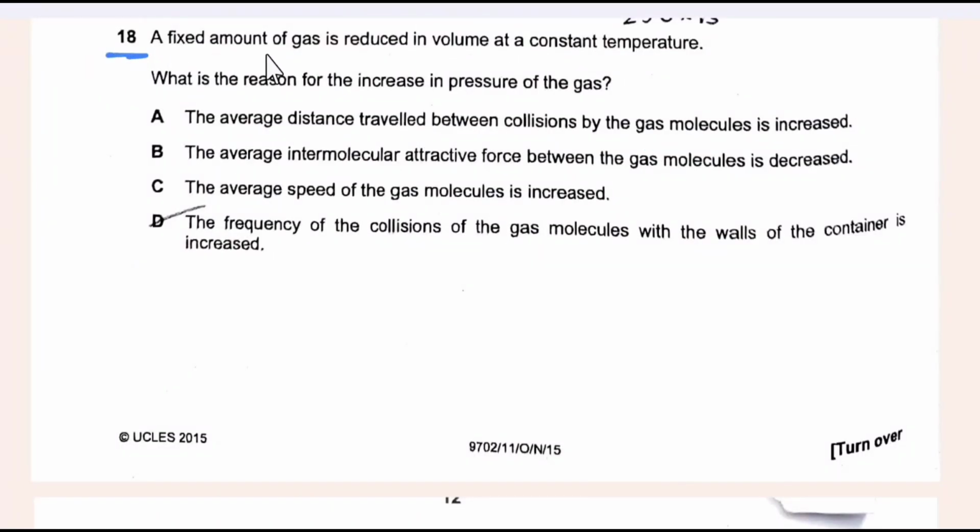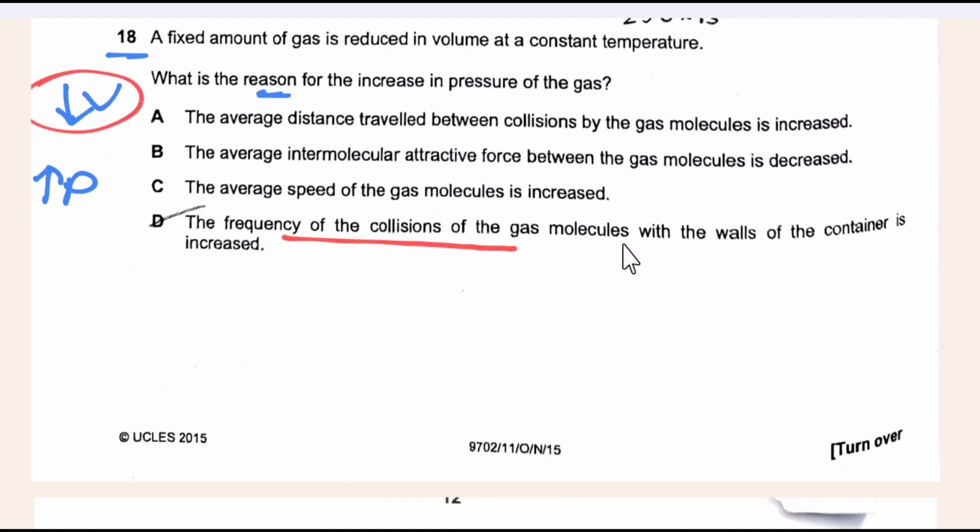Question number 18. A fixed amount of gas is reduced in volume. So volume is reduced at a constant temperature. What is the reason for the increase in pressure of the gas? As volume is reduced, pressure increases. So what is the reason? Because as volume decreases, the frequency of effective collision of the gas molecules with the walls of the container increases, and since the frequency of effective collision increases, therefore the pressure must increase.